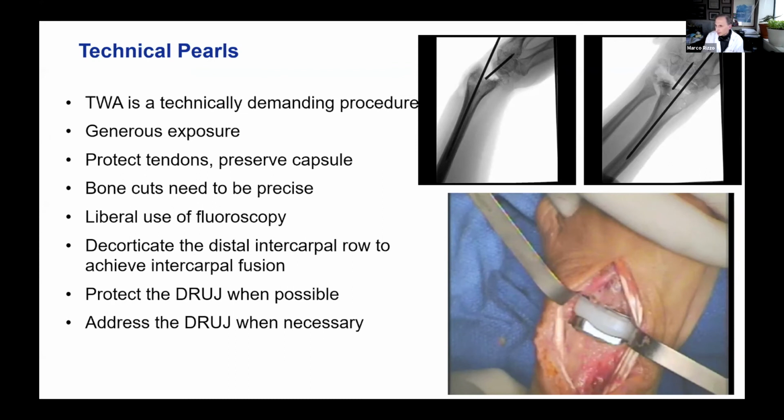We discussed some pearls, such as the liberal use of fluoroscopy, and decorticating the intercarpal spaces to help facilitate an intercarpal fusion, which would hopefully help the survivorship of the distal component. We spoke briefly about the DRUJ and protecting it and preserving it when possible, and what to do in terms of addressing it when necessary.